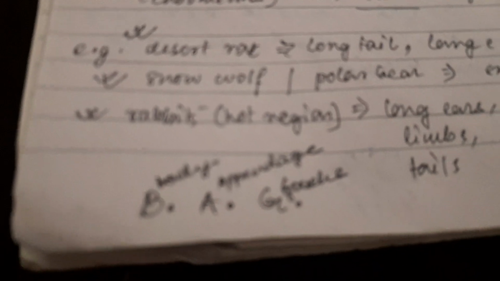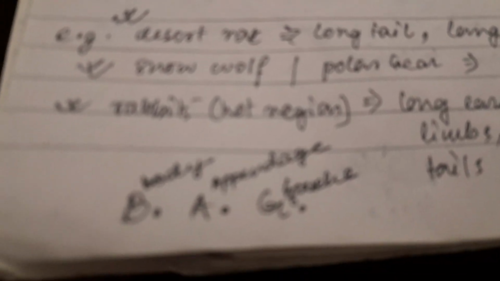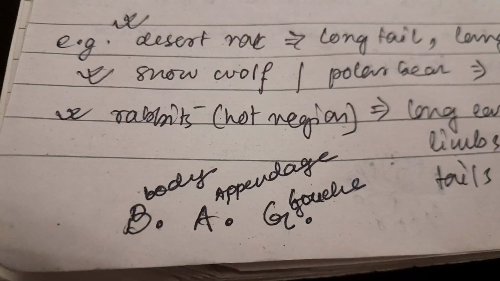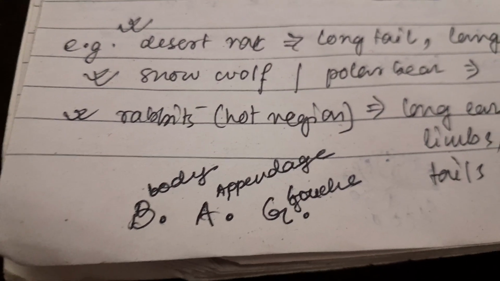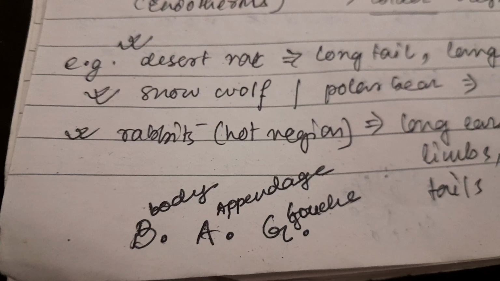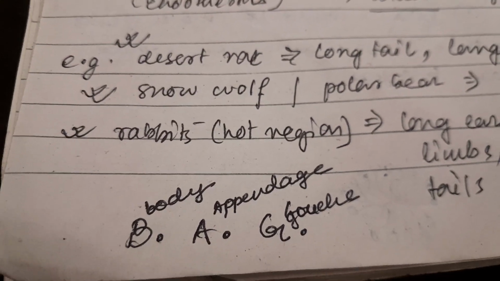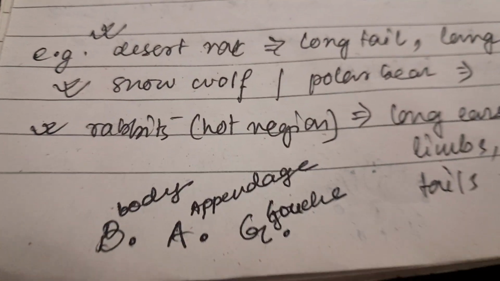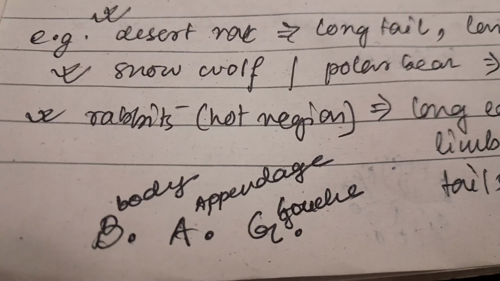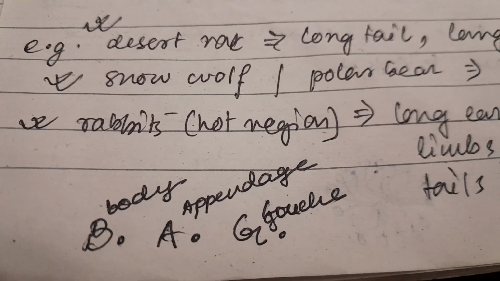You can remember it very easily in this sequence: BAG. B for body, A for appendage, and G for Gloger. Gloger is associated with color. So by B, Bergmann, we remember body size. A, Allen, we remember appendage. And G, Gloger, that is color, or the color of skin, pigmentation.